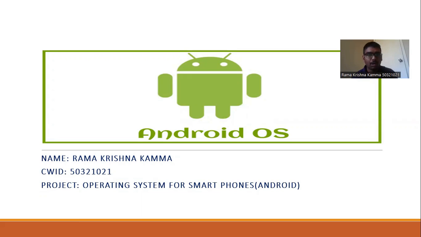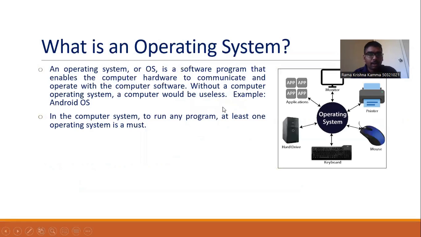Before going into the Android operating system, we just need to know what an operating system is. We all know that an operating system acts as a middleware between software and hardware. Whenever we press any command in a computer or mobile device, the operating system takes our input to the hardware. So it acts as a middleware.